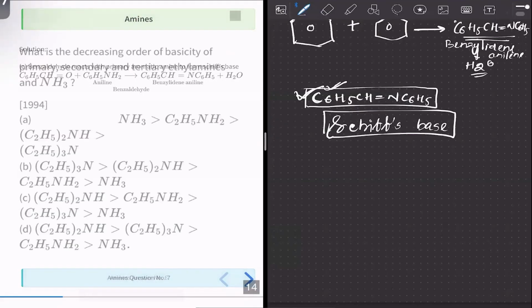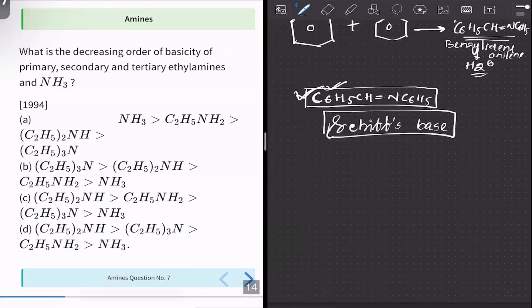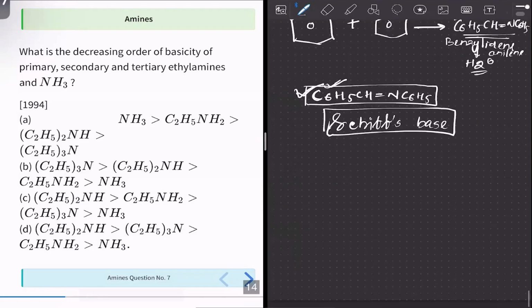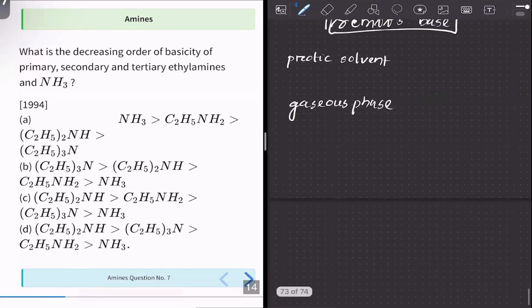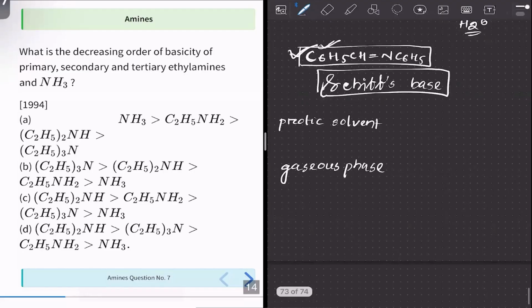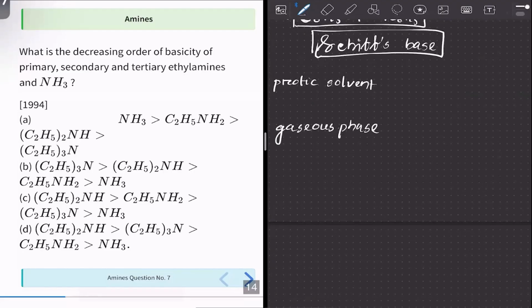What is the decreasing order of basicity of primary, secondary, and tertiary ethylamines? For ethylamines, there will be two series of basicity: in protic solvent and in gaseous phase. In protic solvent, there will be a few considerations like the solvation effect, then the hindrance effect, and protonation. So the sequence is a little altered. The sequence is secondary, tertiary, primary, then NH3.